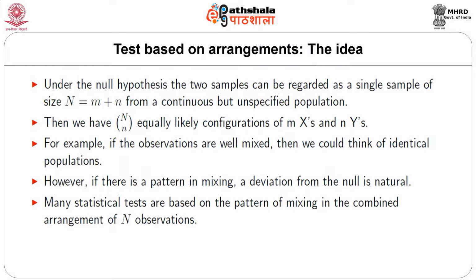Next, we shall discuss how the pattern of the arrangement of the observations can be used to deduce a test. For the test of general alternative, we can use the arrangement pattern of the observations to derive a meaningful test. Under the null hypothesis, the two samples can be regarded as a single sample of size N equal to m plus n from a continuous but unspecified population. Then we have N choose n equally likely configurations of m x observations and n y observations. The arrangement pattern gives information about the closeness of the underlying populations.